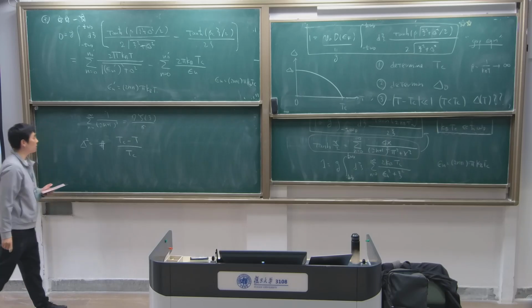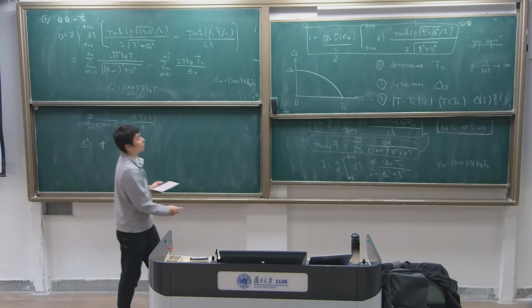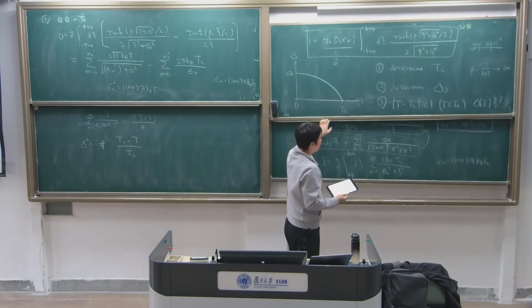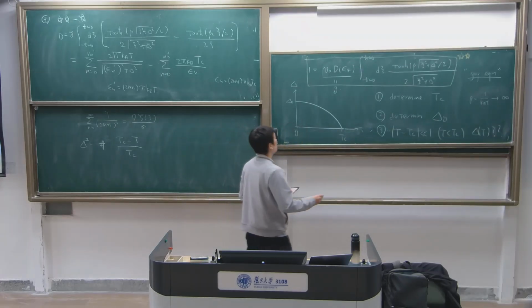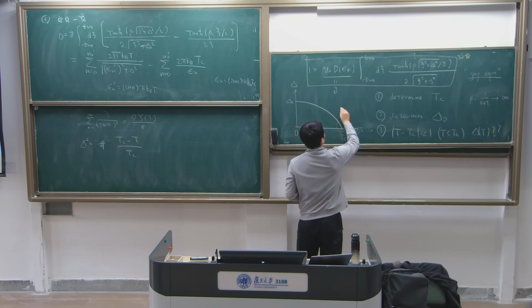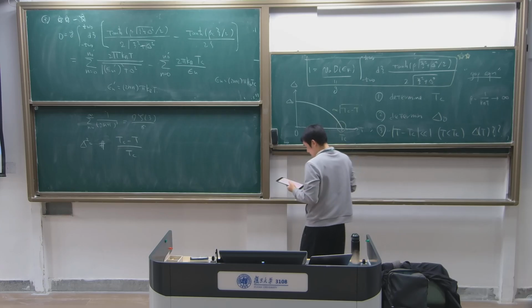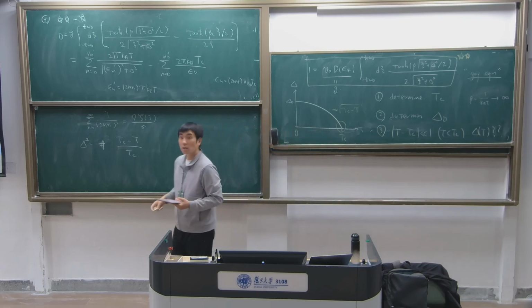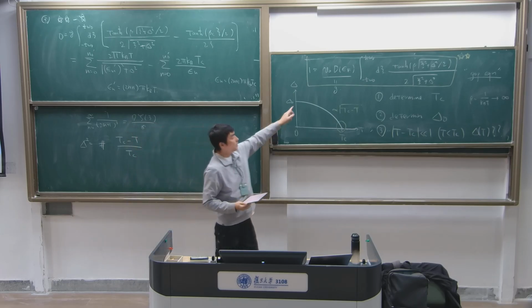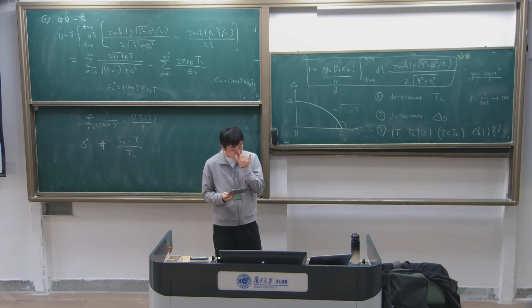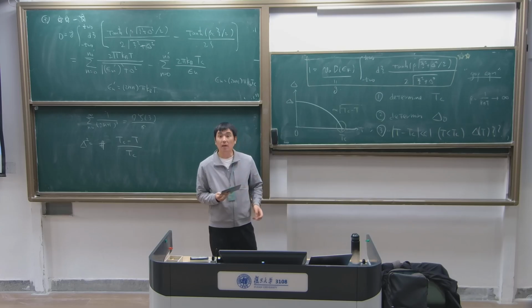Some irrelevant number. Therefore, around here, near T_c, the gap grows in proportion to the square root of T_c minus T. Those are the behaviors we see near the critical point. Any questions at the moment?